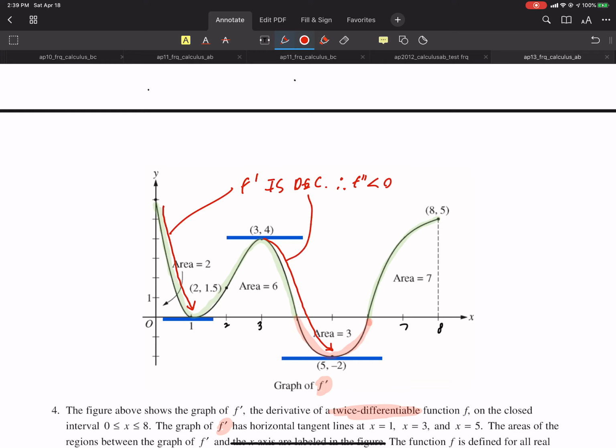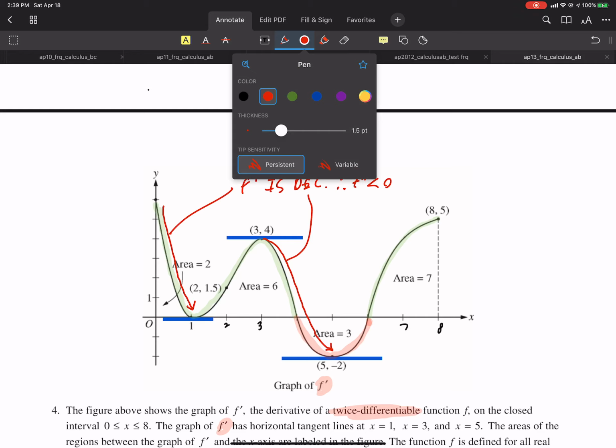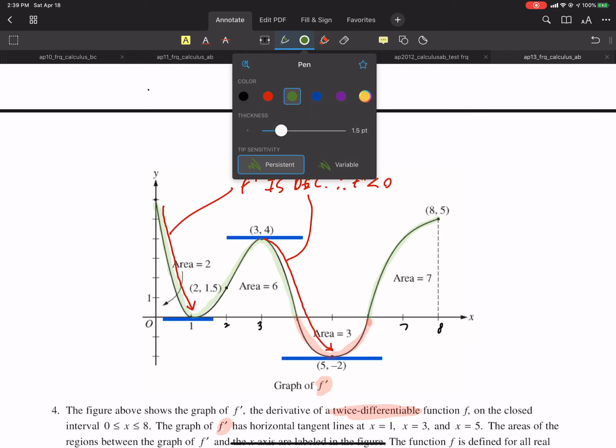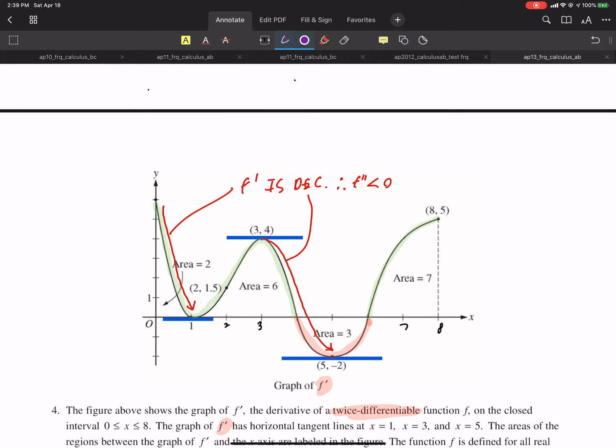All right, let's pick another color. I like the dark green. No, we'll do purple. So from here to here, and from here to here, what's special about that section? F prime is increasing. And if any function's increasing, its derivative will be positive. So that's what's true about both purple sections.